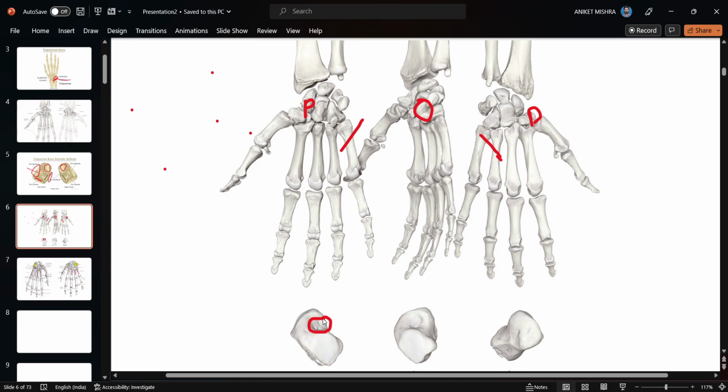When we look at the dorsal surface, we find there is a rough area for ligamentous attachment. There is a quadrilateral articulation for the articulation with another bone, that is the lunate.